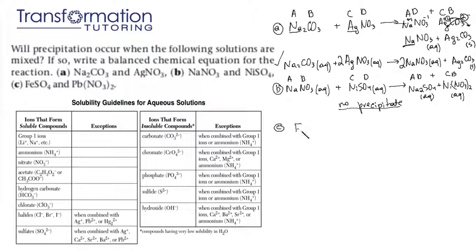Part C, we have FeSO4, again aqueous. 2 aqueous ionic solutions are combining, and we will see if they will form a precipitate or not. This is combining with Pb(NO3)2 aqueous. Again, we can divide this into parts. We can say the first is A with B, C with D, and then when we write it out, I don't have space, but it's going to be A with D plus C with B. A is Fe, D is NO3.